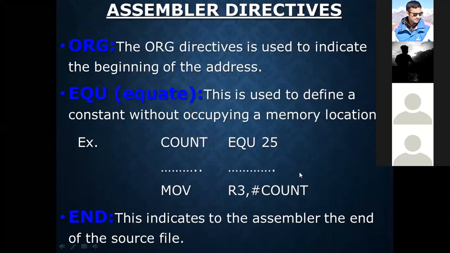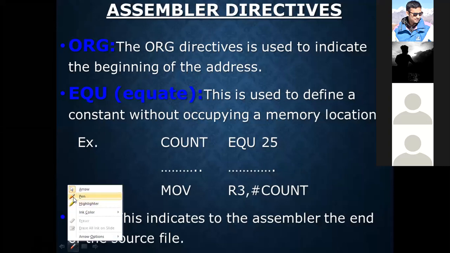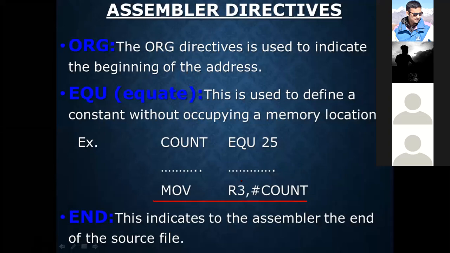Okay. Next comes equate, that is used to define a constant without occupying a memory location. So COUNT EQU 25. That means this particular count 25 has been loaded into the R3 register. So this R3 register is loaded by 25H, but this equate directive doesn't take any memory location.